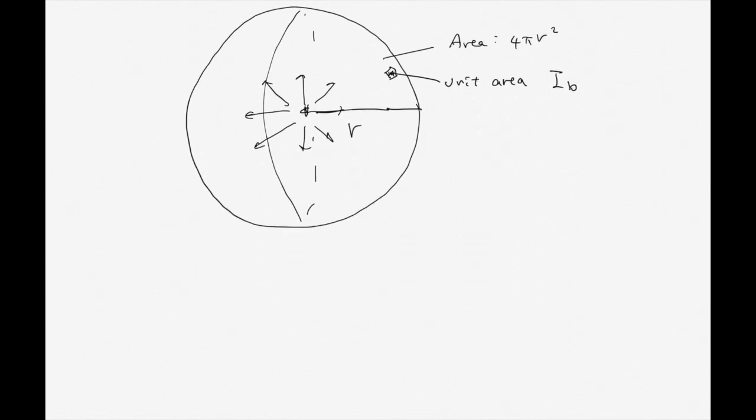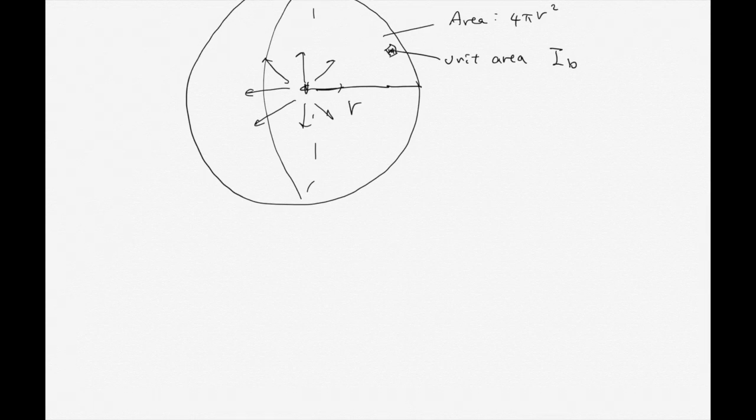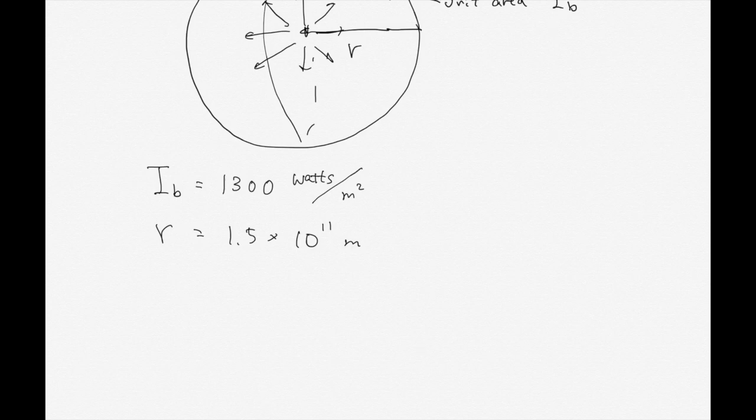So now I'd like to answer the question of this practice. Apparent brightness of the sun can be measured on the surface of the earth: 1300 watts per square meter on the earth. Assume that we know the distance between the sun and the earth. So R, the distance between the sun and the earth, is 1.5 times 10 to the 11 meters. Then the solar luminosity can be calculated.